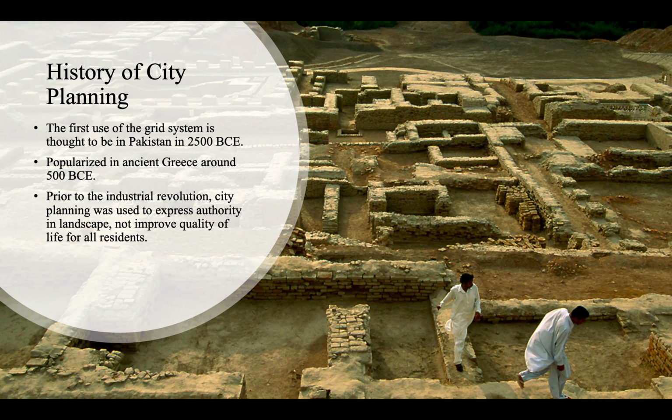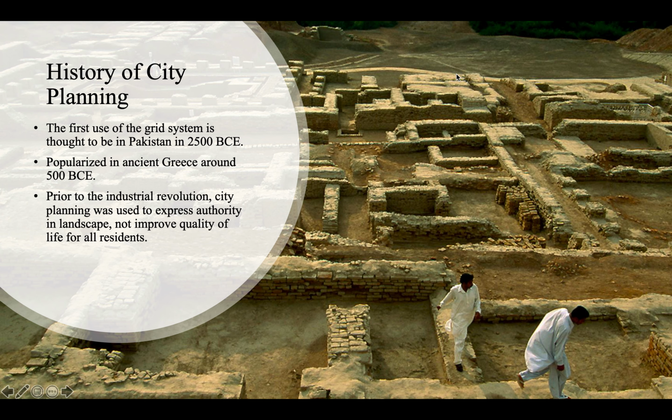So a bit of history of city planning. The first city to use the typical grid system is thought to be in Pakistan and was built about 2500 before Common Era. So about just over 4,500 years ago. So you can see here, there's the ruins of this city, which is kind of cool.